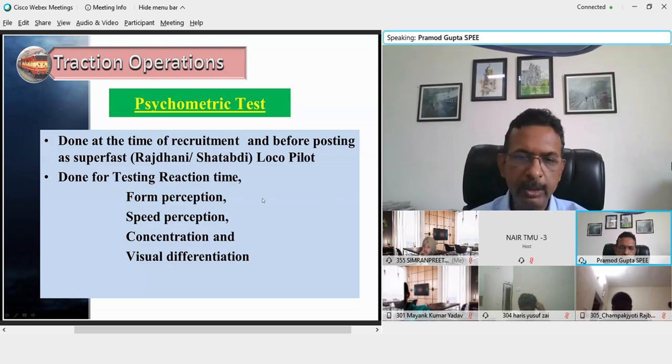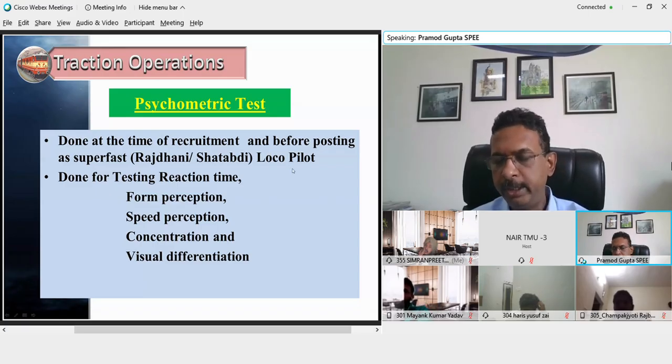A large number of people don't qualify to become loco pilot because they are not in a position to clear the psychometric test. It is a very well established test which is conducted by the medical department, and there is no ambiguity in the result. The results are always up to the mark.